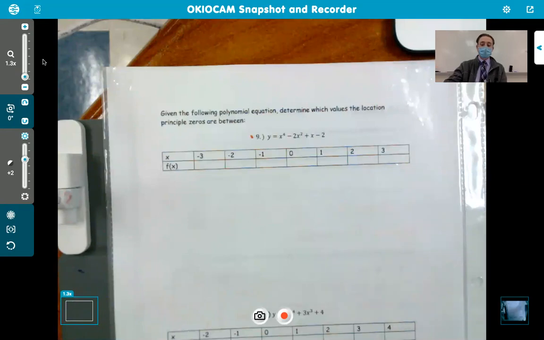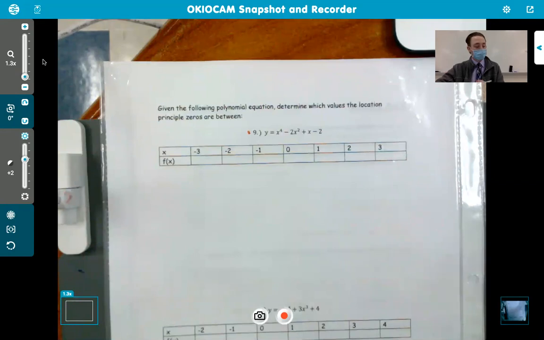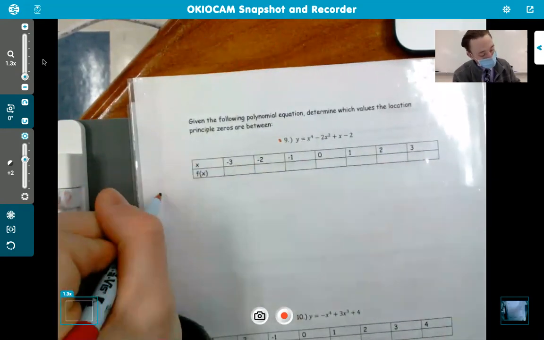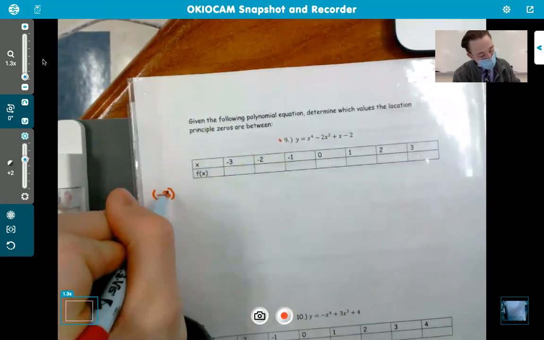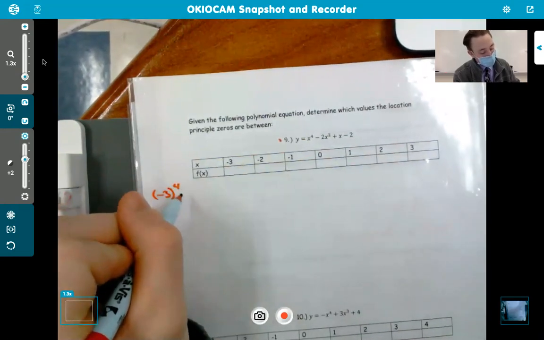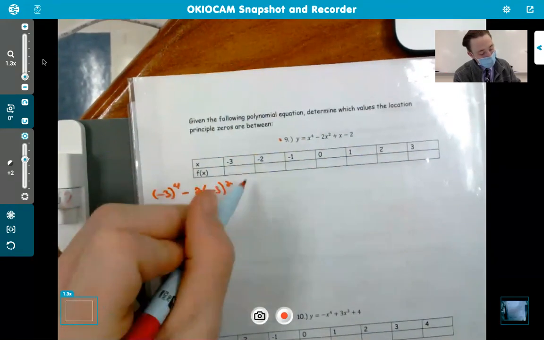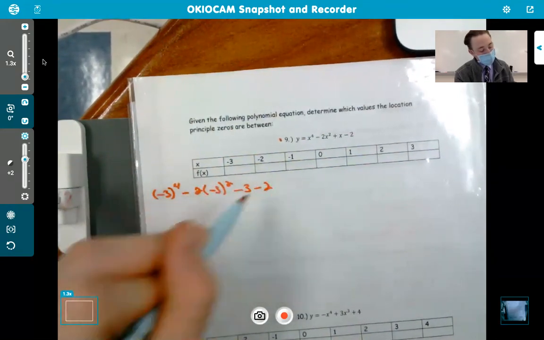Anybody from home have any ideas? What do I have to do with those x's that are in my table? You have to substitute them for the x in the equation. Right, just plug them into the equation. Good. So I'll take the -3, plug that in, -2 times -3 squared, -3 minus 2.